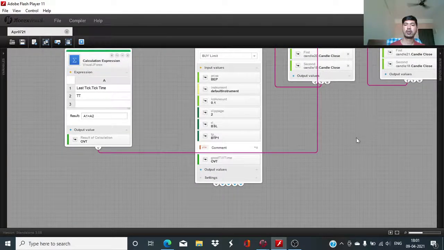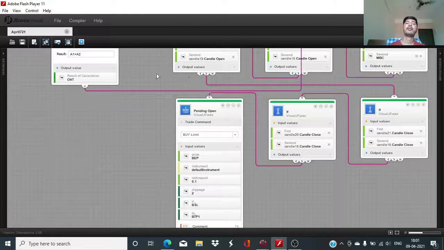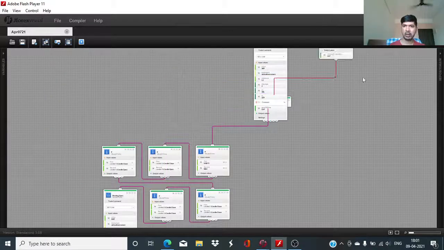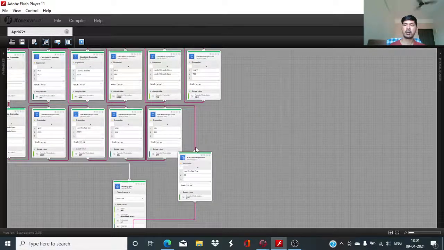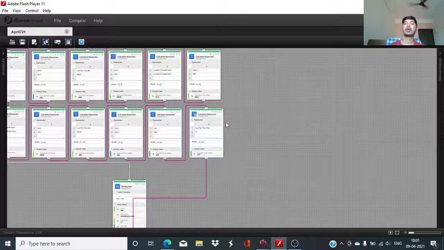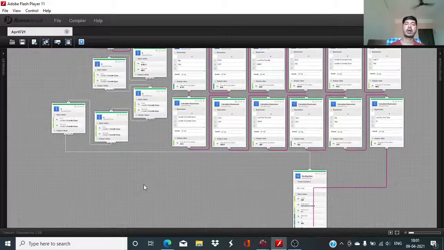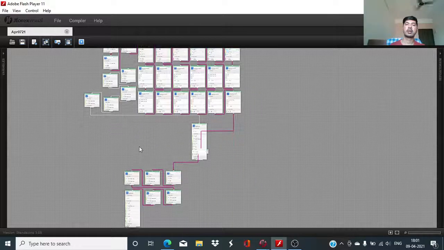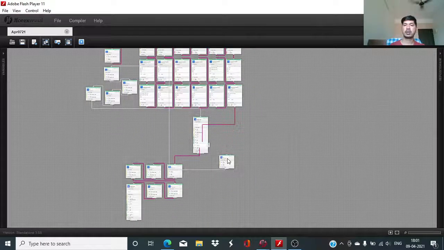Okay, so with this I think most of the calculations have been carried out, and now what we need is to place these 5 conditions here and join it to multiple action.